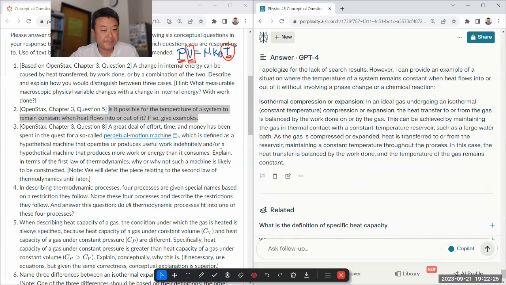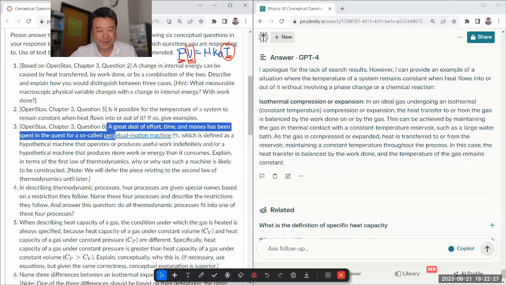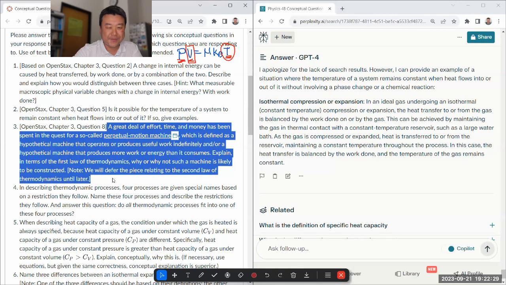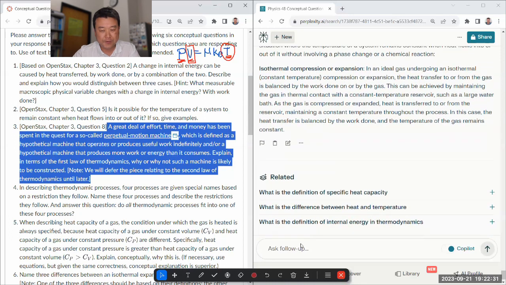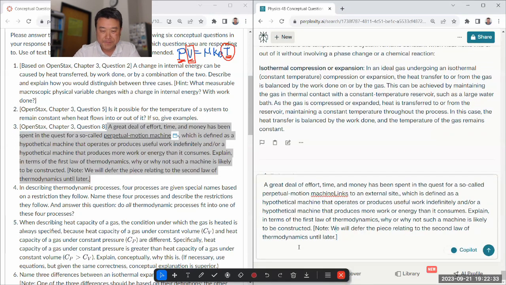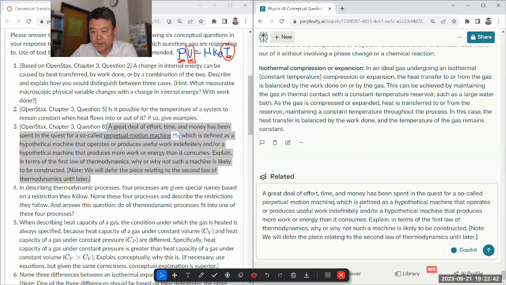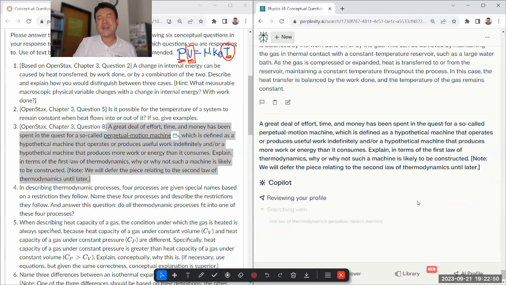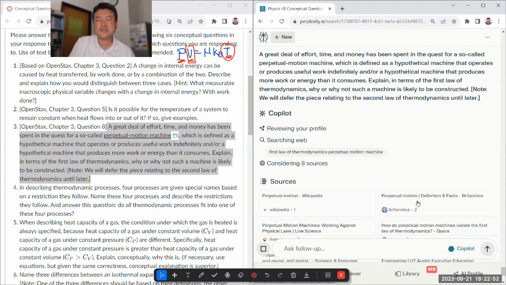So that's it. It takes a little bit of asking follow-up questions, but with one follow-up question, it does answer correctly. Next, the so-called perpetual motion machine, which has been defined as: explain in terms of the first law of thermodynamics why it's unlikely. I have a feeling it might give some portion of the answer that refers to the second law as well, but let's see.